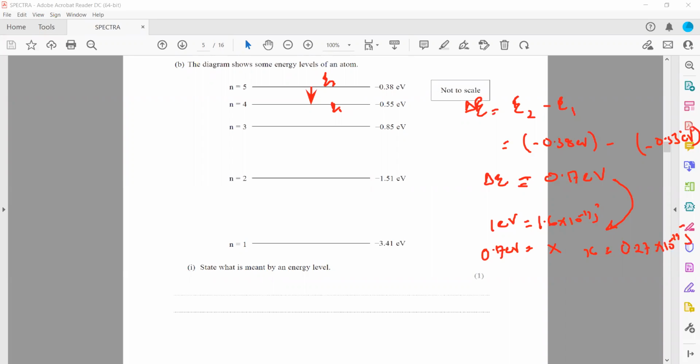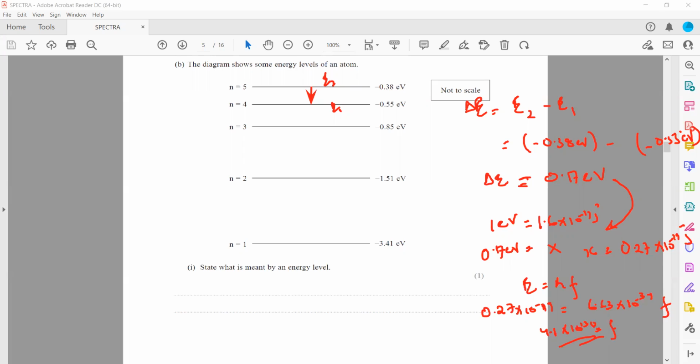But now in the question we need a frequency. So E equals hf. E is the energy, which is 0.27 times 10 to the power minus 19. The Planck's constant h is fixed, which is 6.63 times 10 to the power minus 34, and f is the frequency. When we simplify, we'll get the frequency of the photon which is emitted. That will come out as 4.1 times 10 to the power 13.